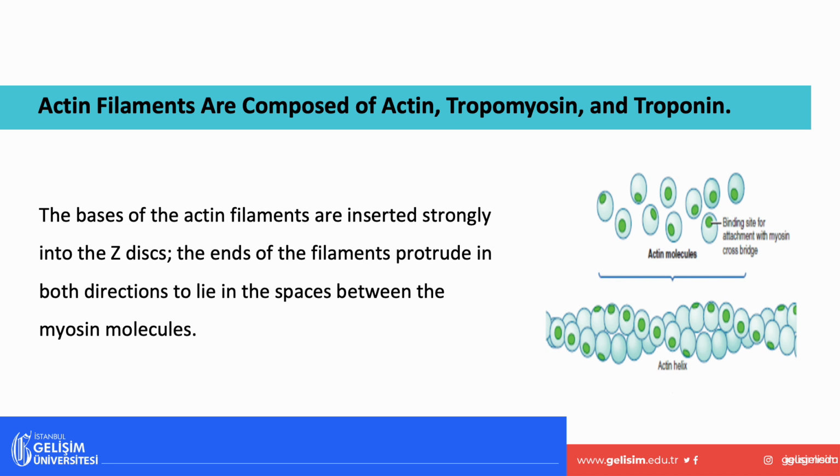The thin filaments extend in both directions from the Z disc, with their ends lying in the space between the myosin molecules. The myosin cross bridges, which we find located on the surface of the myosin filaments, attach to the actin filaments at these points. And this interaction between the myosin cross bridges and the actin filaments causes the filaments to slide past one another, and this is what results in muscle contraction.